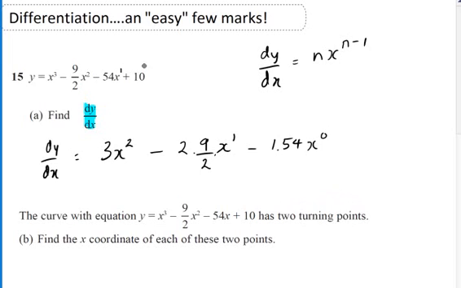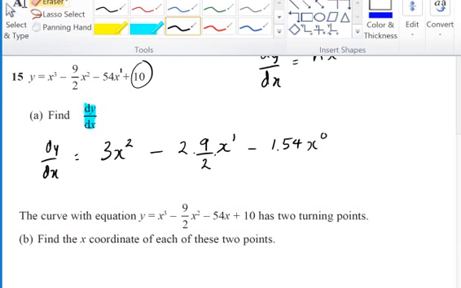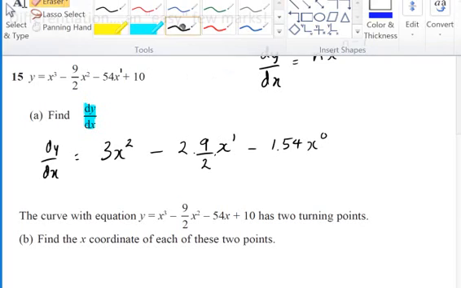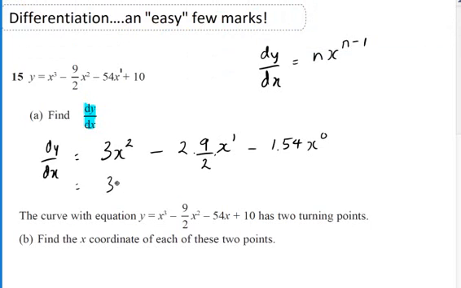And a little hint here, all constants will disappear when you differentiate. So the 10 just disappears. It's basically because the power of x is 0. But we can get rid of that. We don't need to worry about any constants. So we've got our answer. We just need to simplify it. So this will be 3x squared. Those 2's would cancel. Minus 9x. 1 times 54 minus 54. And of course, x to the 0, as I've said just now, is a constant, is 1.